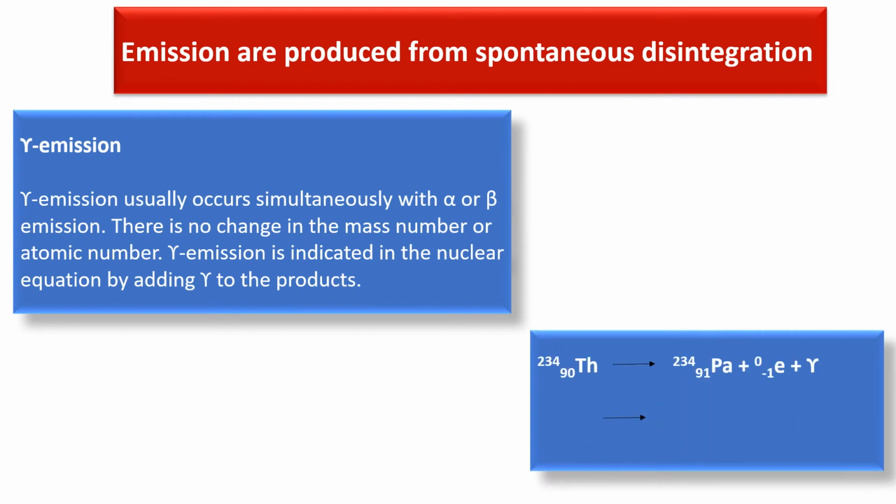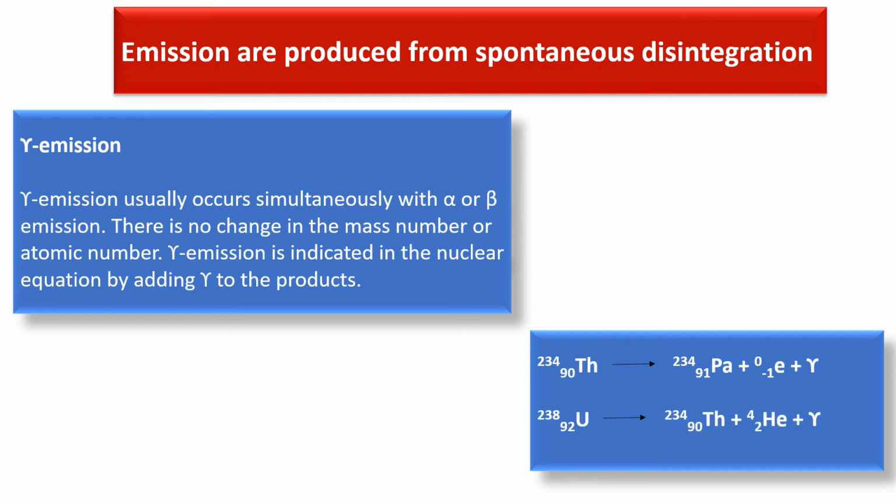Let us look at this example. We have thorium with mass number of 234 and atomic number of 90, producing another atom with mass number of 234 and atomic number of 91. For the atomic number to have increased from 90 to 91, it shows that it's a beta emission. Now, how do you know that this is gamma emission? It is by adding the symbol of gamma at the end of the product formed.